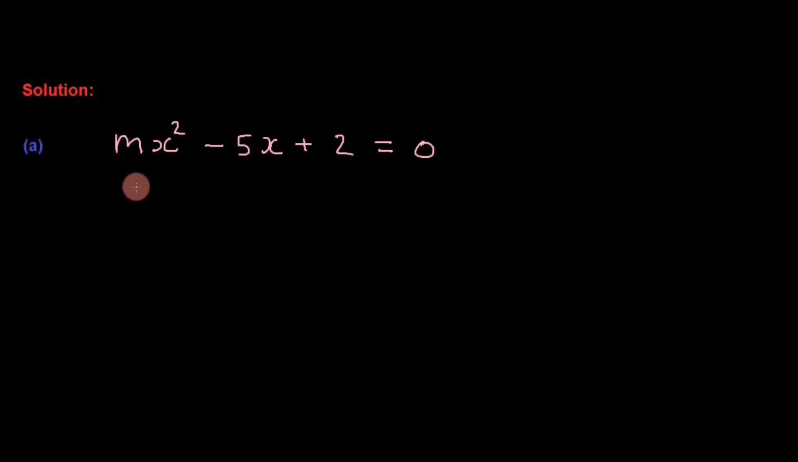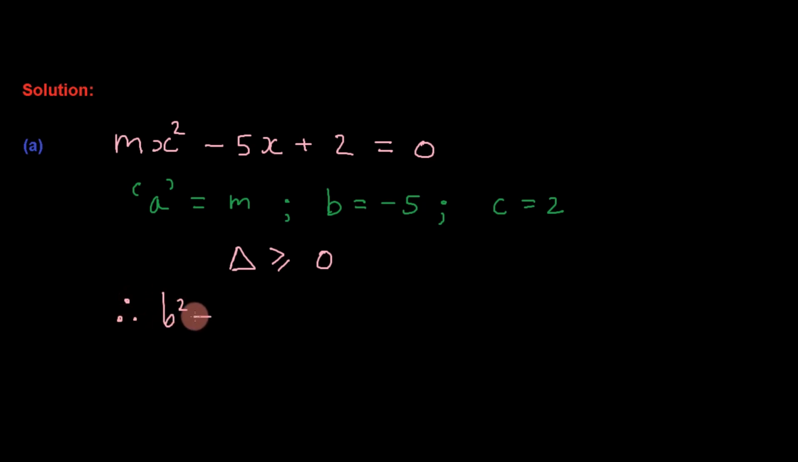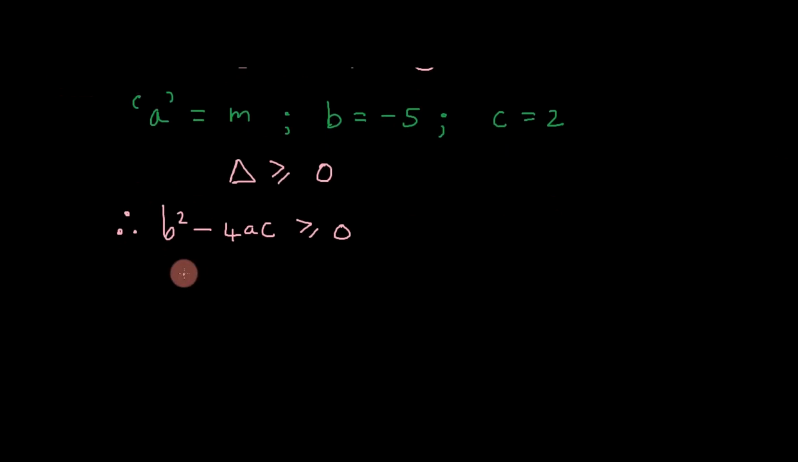But first to write down the values of a, b, and c. A, the x squared coefficient, equals m. Then b, the x coefficient, is negative 5. And c, the constant, is equal to 2. And we said that we're going to use delta greater than or equal to 0. So b squared minus 4ac must be greater than or equal to 0. We can plug in, so negative 5 squared minus 4 times a, and a of course is m, times c, greater than or equal to 0.